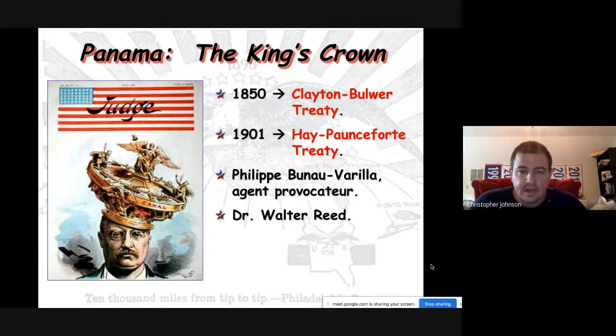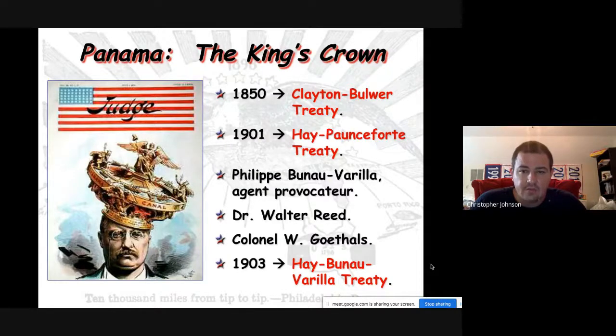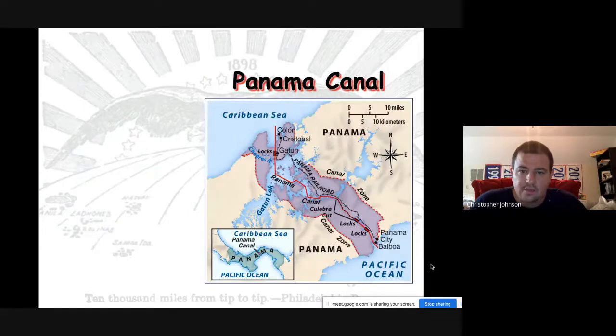They win, and they sign a number of treaties, including the Hay-Bunau-Varilla Treaty, which guarantees us the canal, and the Hay-Bunau-Varilla Treaty, which gives us the canal for 100 years. And so we do dig up the canal, and that becomes an American military zone. Panama gets its independence. We get the canal.